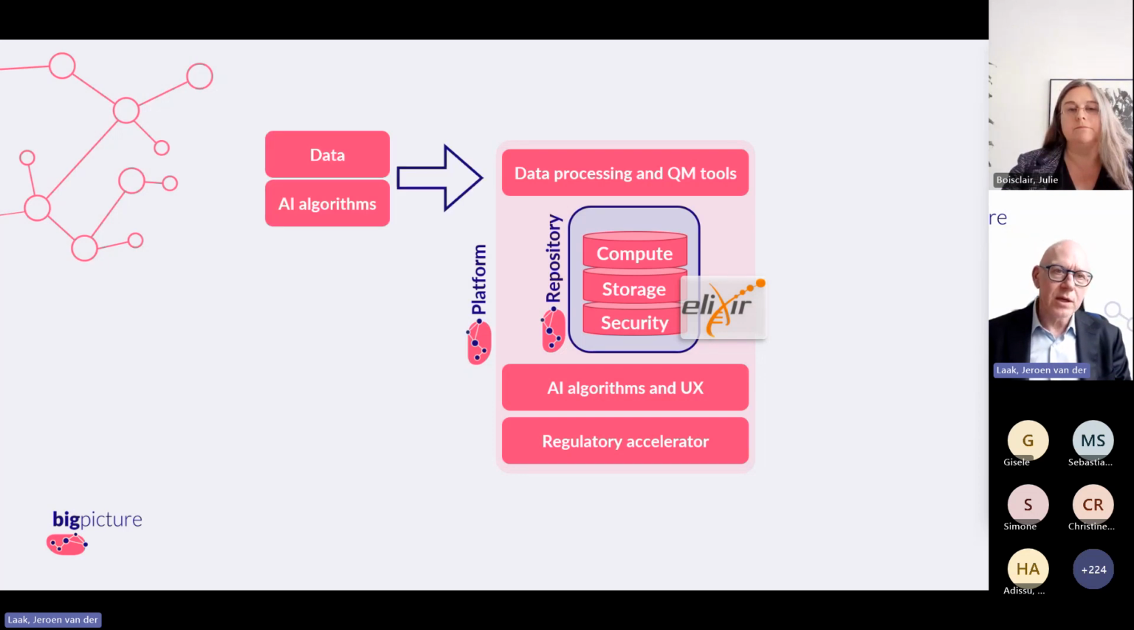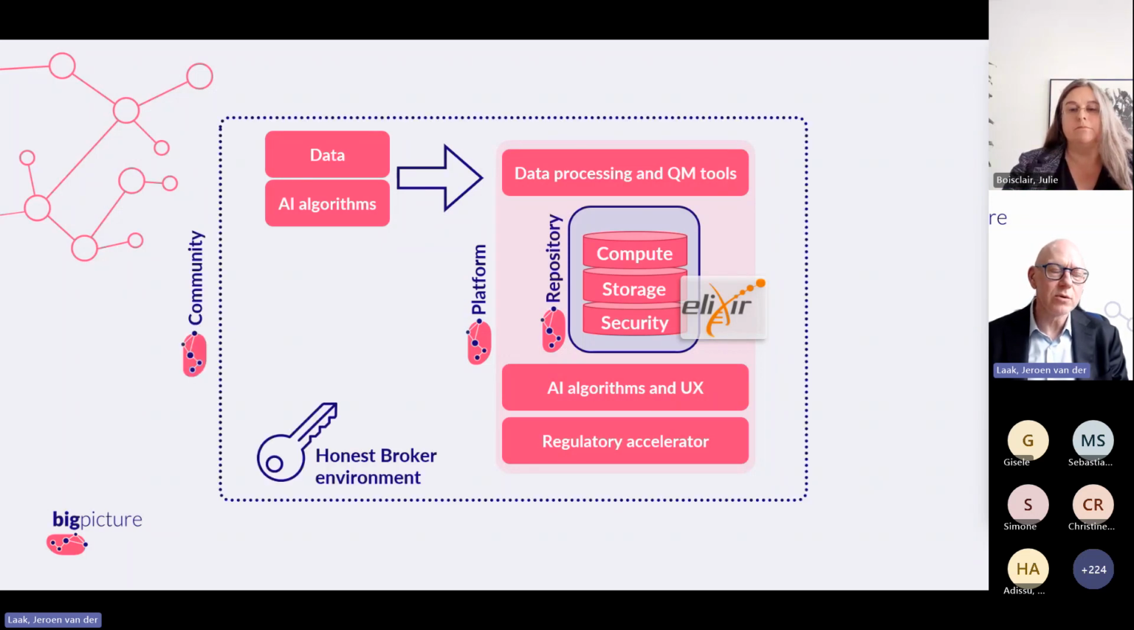Now, the platform will be fed with data, but also with AI algorithms. And around that, we will build the community, which is basically you all today. So the community is very inclusive. Anyone that is interested in AI and pathology can be part of it. If you're a pathologist and you think that you can add value by adding your data, your images, maybe your expertise by annotating cases, by reviewing cases, but also if you're a data user, you want to build AI in the future, you can be part of this community. And the community is regulated, is controlled by what we call the honest broker environment. We'll get back to that later.